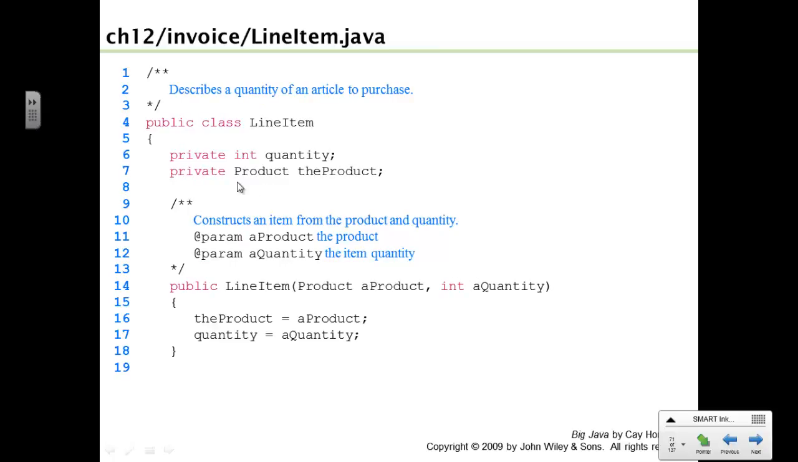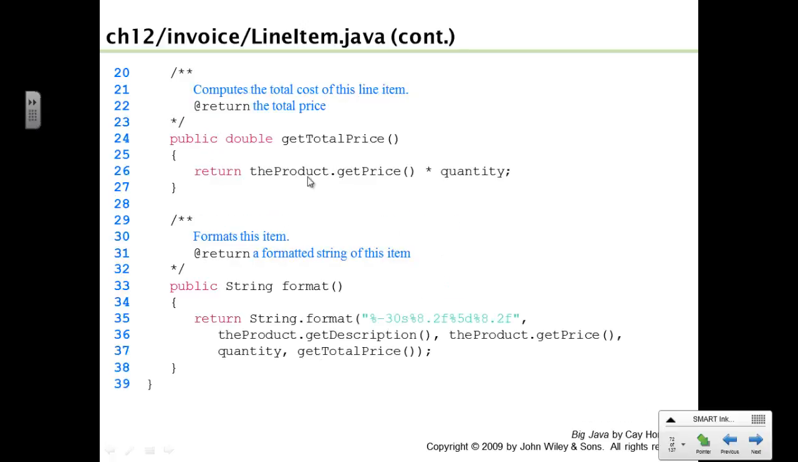Alright, public class line item starts at page 554 of your book. So a quantity and a product, as passed as parameters, so I save my quantity and save the product. Get my total price, which is the price of each product times the quantity that I have, and format the description of this line item.